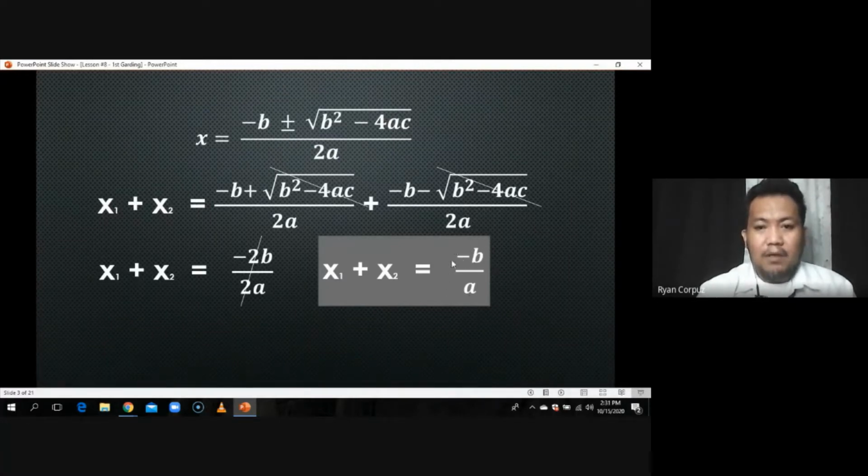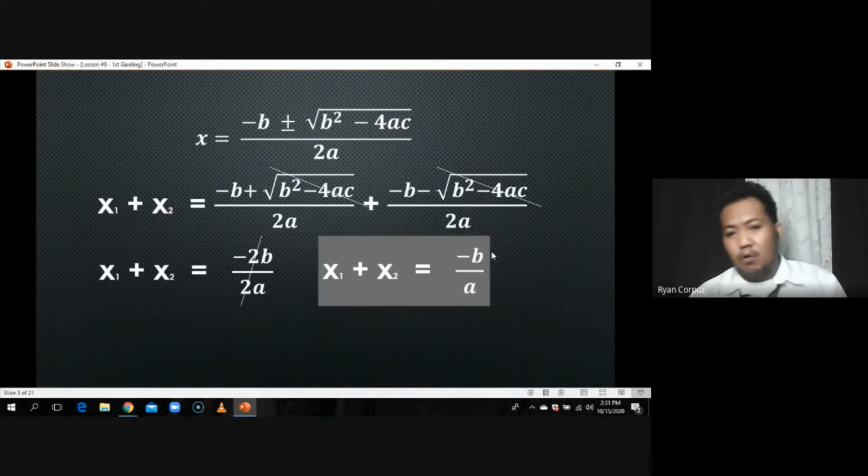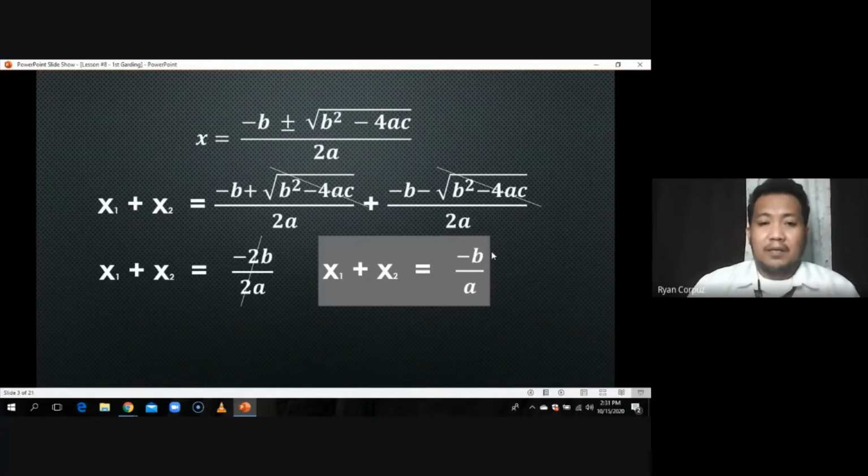So when you do a given quadratic equation, all you have to do is to find the value of b, then you get the opposite of it, then over the value of a. Then you already have the sum of the roots of the quadratic equation.